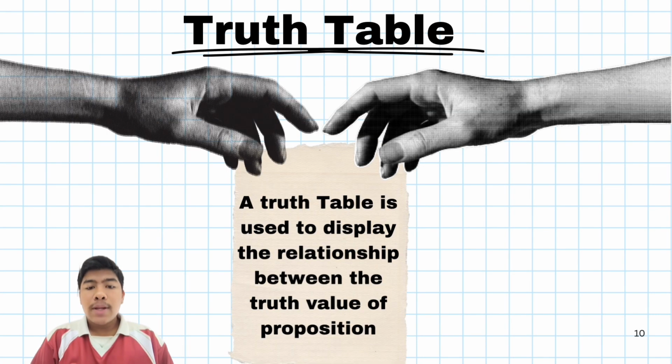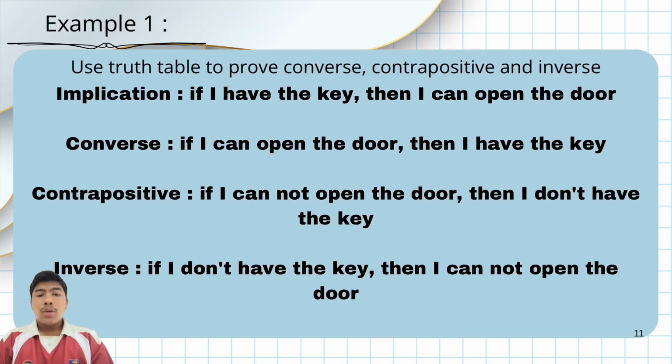Now, I will explain about a truth table. What is a truth table? A truth table is used to display the relationship between the truth values of propositions. For example, we use a truth table to prove the converse, contrapositive, and inverse.